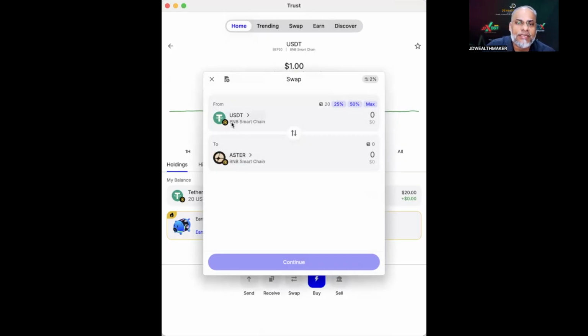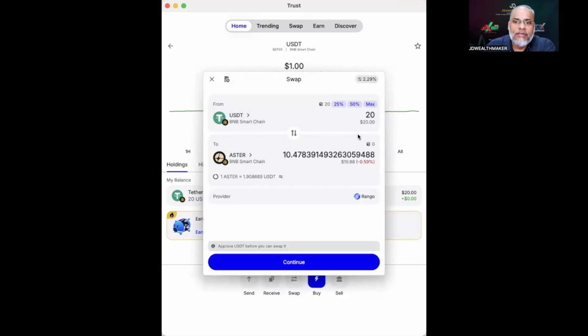Now you see, right? Confirm: USDT BNB Smart Chain, ASTER BNB Smart Chain. And let's say I want to buy $20. So I go maximum, and then it will populate. For $20, I will actually get about 10.47 because currently the price is around 1.93 or something, right? So I tap continue.